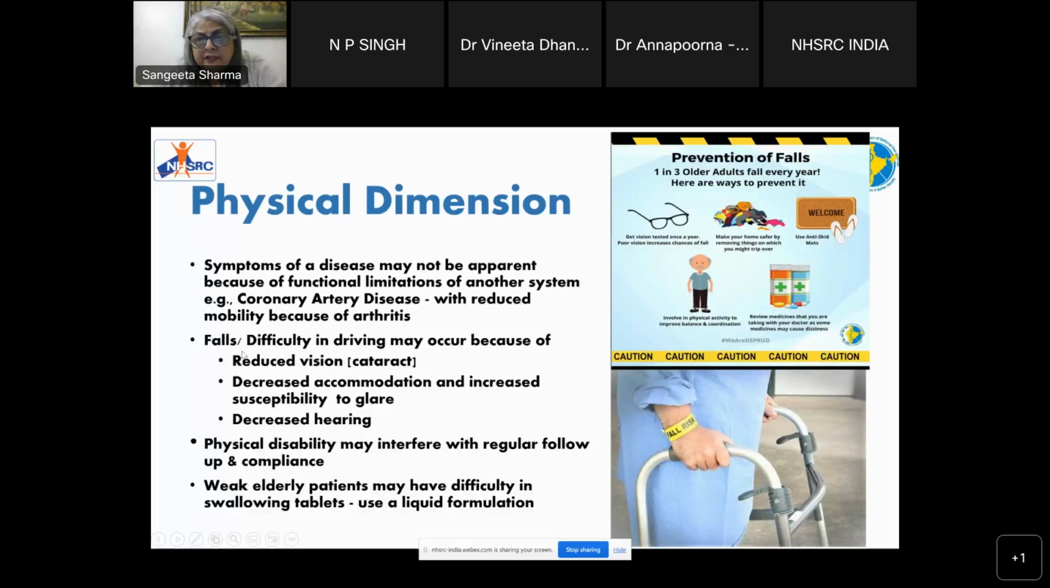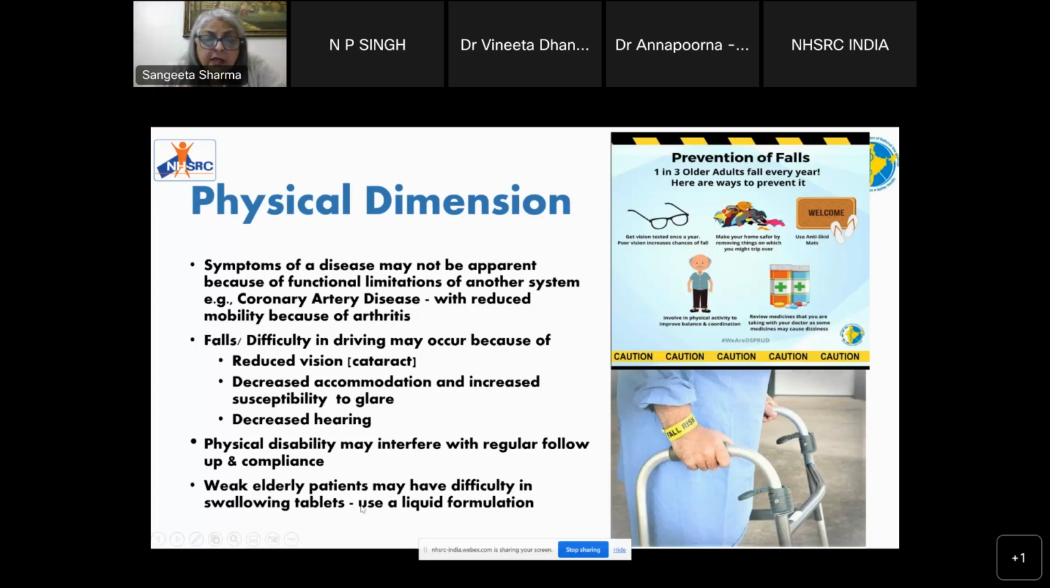Falls that we see very commonly in the elderly, and difficulty in driving, may occur because of reduced vision; cataract may be hindering. So better look into other aspects as well, such as decreased accommodation and increased susceptibility to glare, or decreased hearing. Because of these also there may be problems.